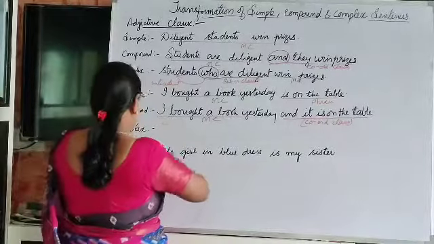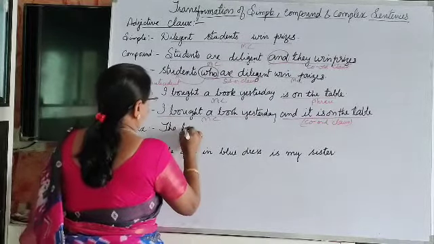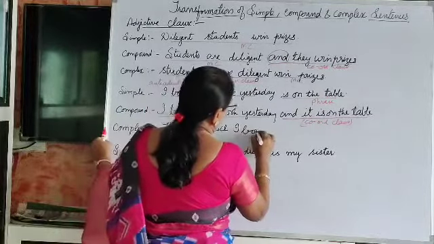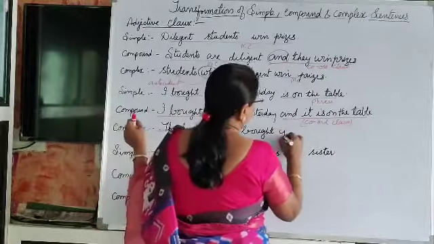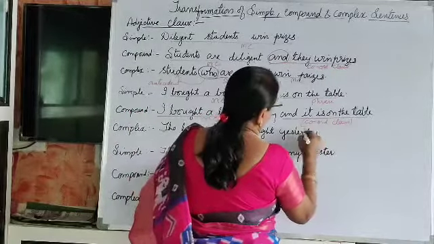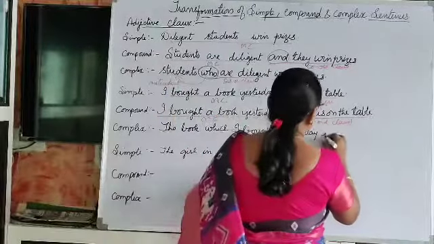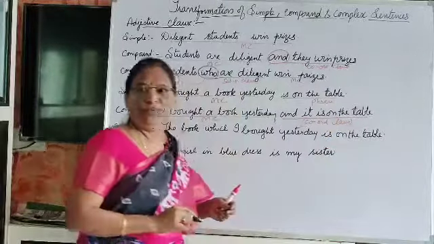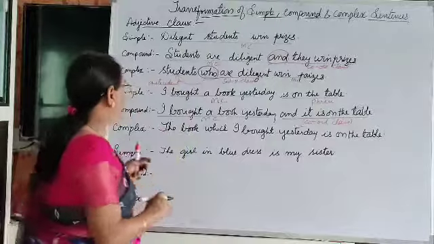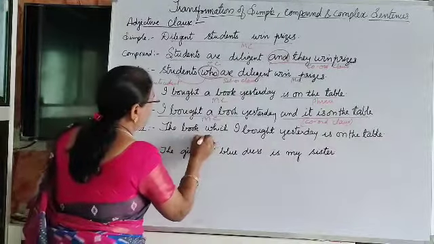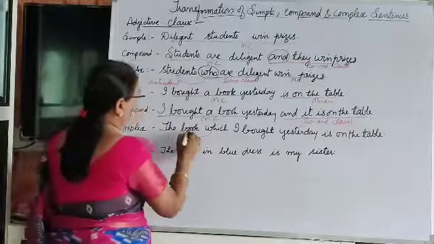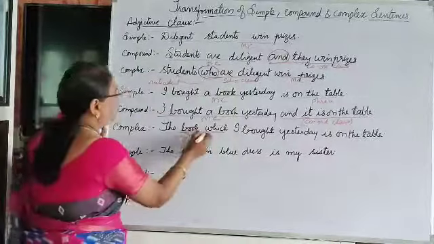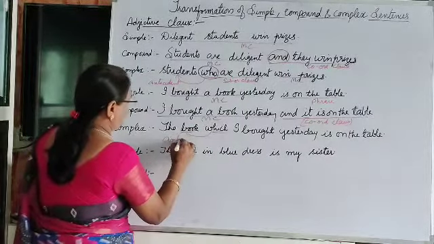Okay. Next is, now change it into complex. The book which I bought yesterday is on the table. See, you are asking a question: which book? The book, this is a noun here. And this is a subordinate conjunction here. And this is the antecedent. It is the antecedent.